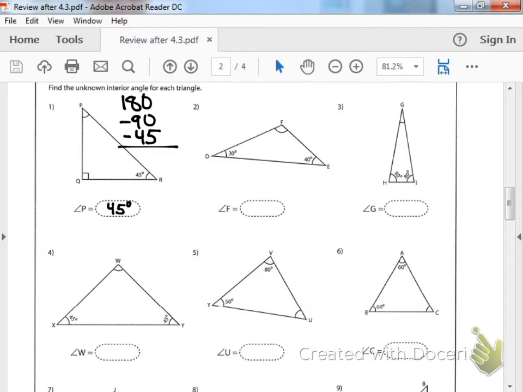All right, number 2, what should I subtract from 180? 180 minus 30 minus 40. Anyone have that? 110. Good. All right. Number 3. What should I do? 180 minus 80 minus 80. 20.